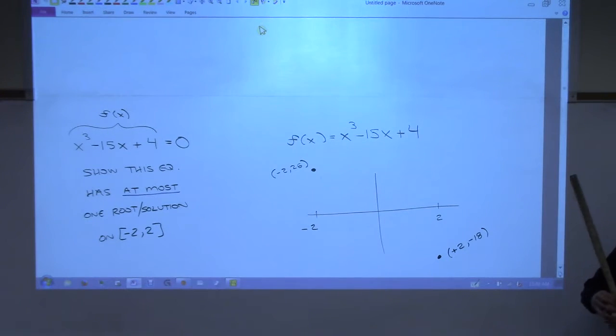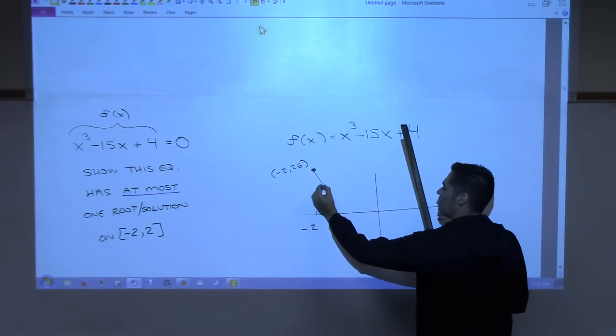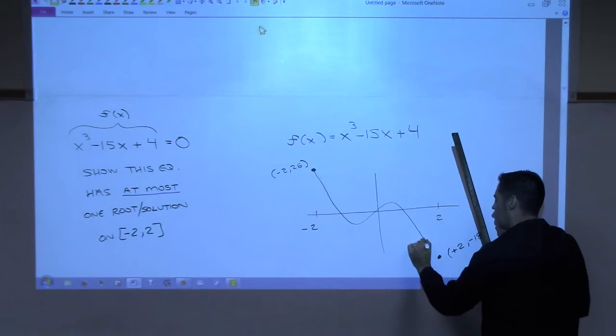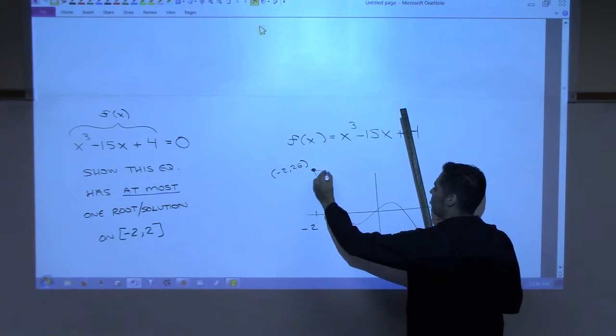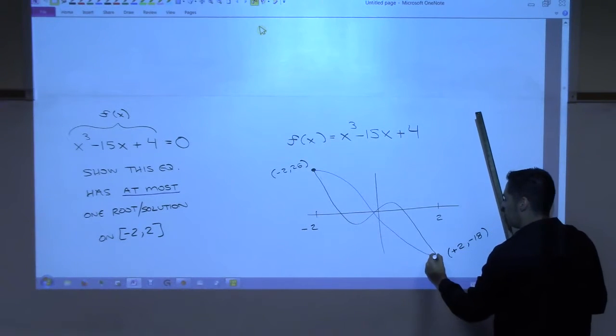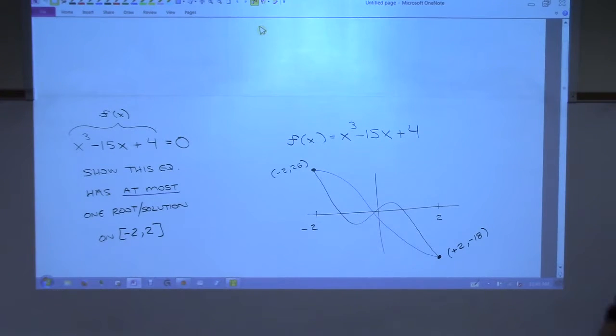So let's see if anyone can get it. Let me draw it crossing through more than once first, and then let me draw it crossing through only once. And let's see if anyone in here can tell me what the difference is between those graphs, like what it is that I can investigate to try and determine which of those it is. What about the tangent lines? You're on the right track.